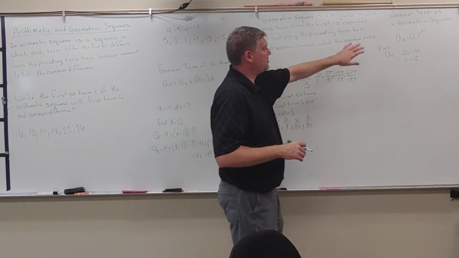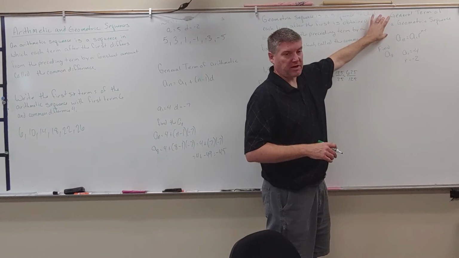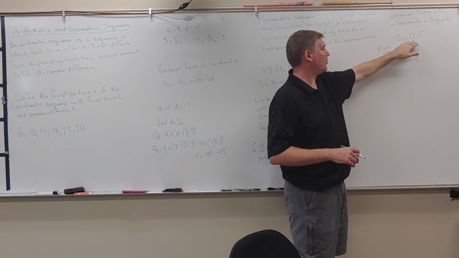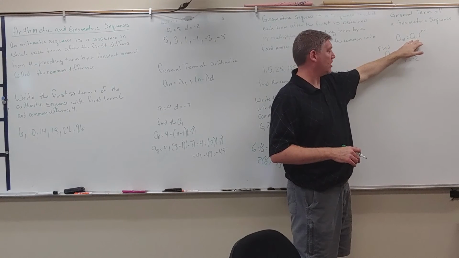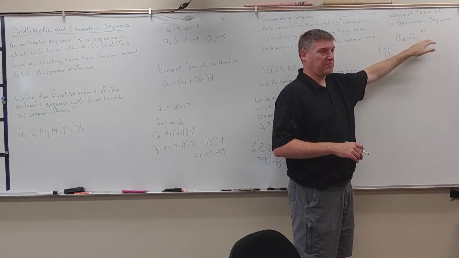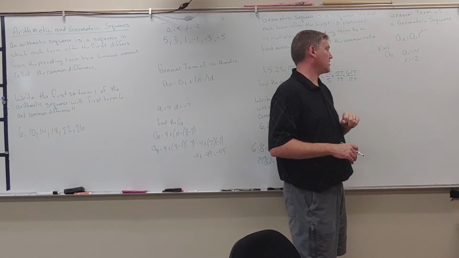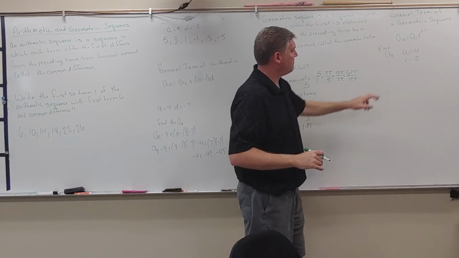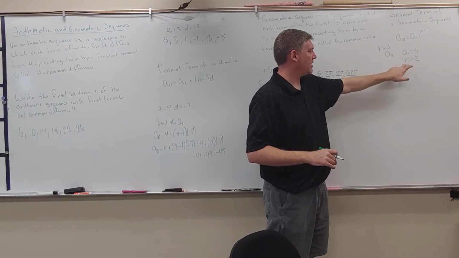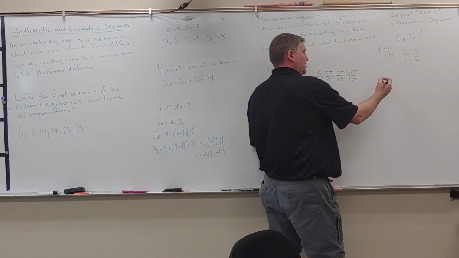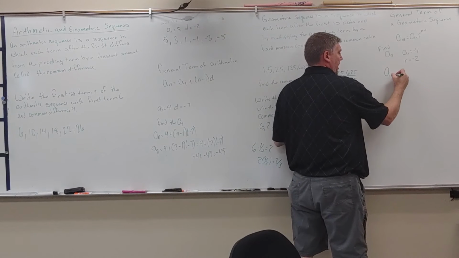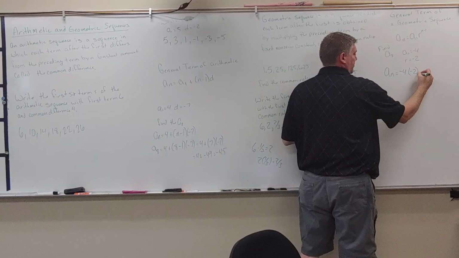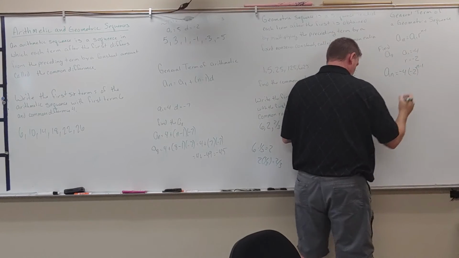Which brings us to the general term of a geometric sequence. The general term is a sub n equals the first term, a sub 1, times r to the n minus 1. So here I have find the 8th term given that a sub 1 equals negative 4 and r equals negative 2. So I'm just going to set up my general formula. a sub n equals my first term, negative 4, times (negative 2) to the n minus 1.